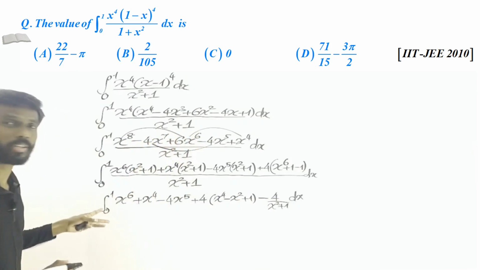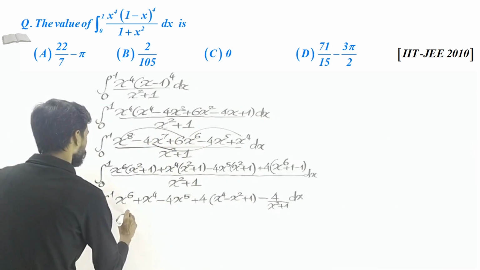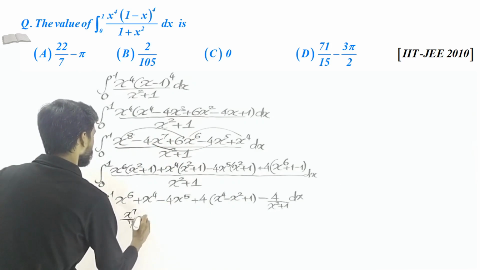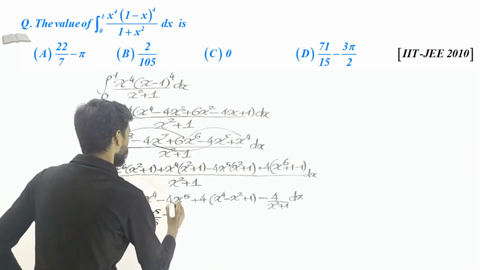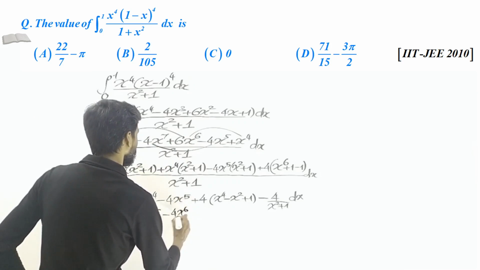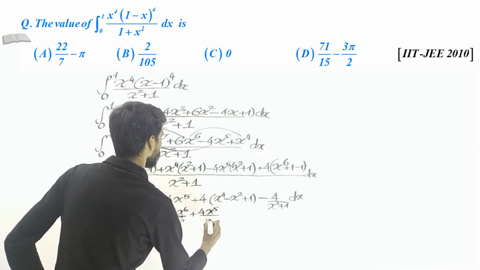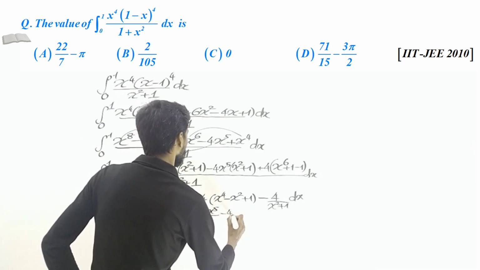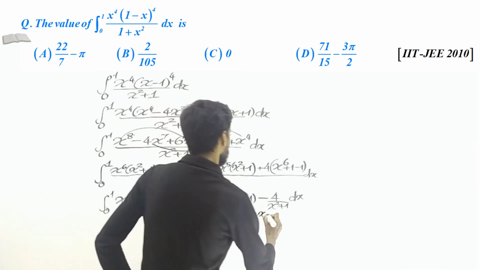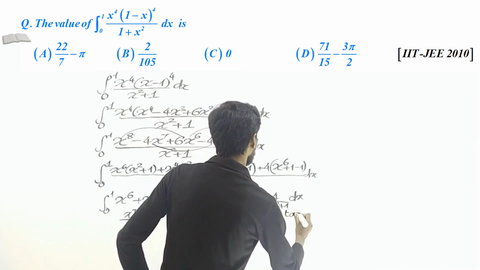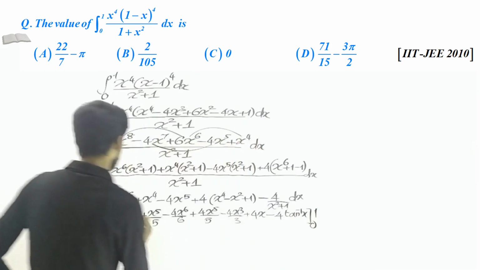Yes. Now let us do the integration, that's all. So what do you get? X to the power 7 divided by 7 plus x to the power 5 divided by 5 minus 4x to the power 6 divided by 6 plus 4x to the power 5 by 5 minus 4x cube divided by 3 plus 4x minus 4 tan inverse of x, from 0 to 1.